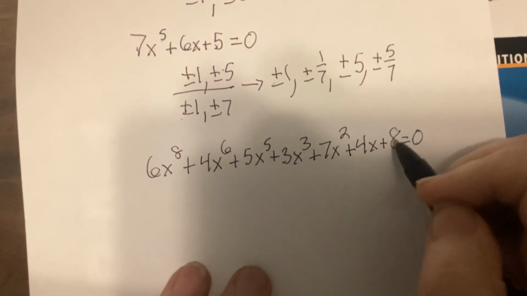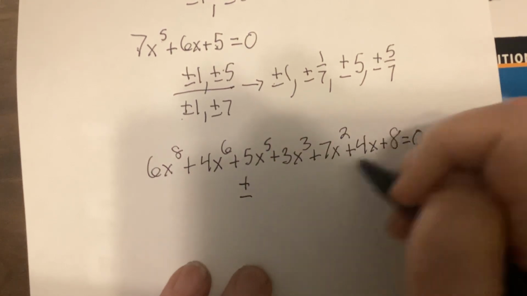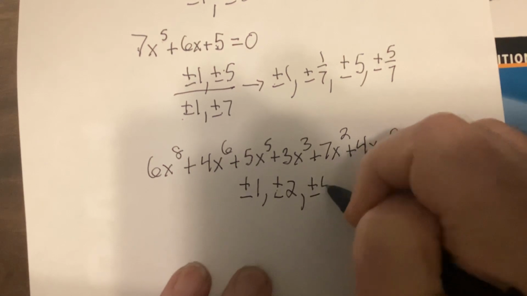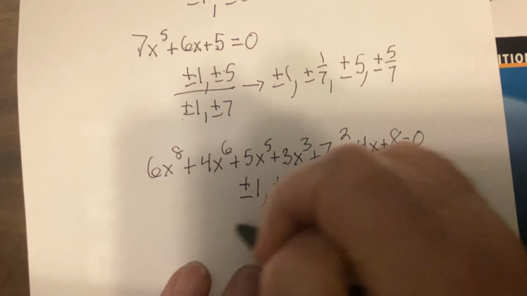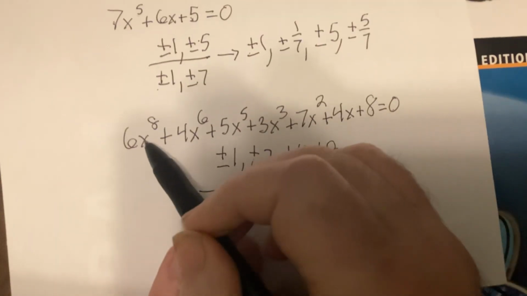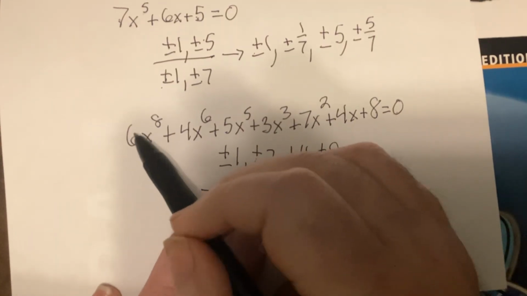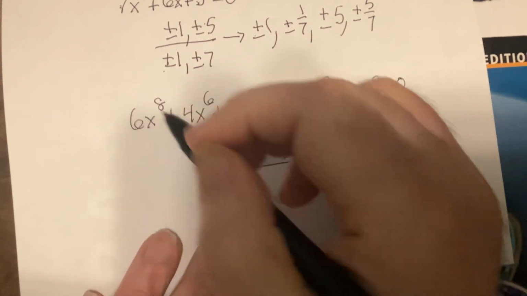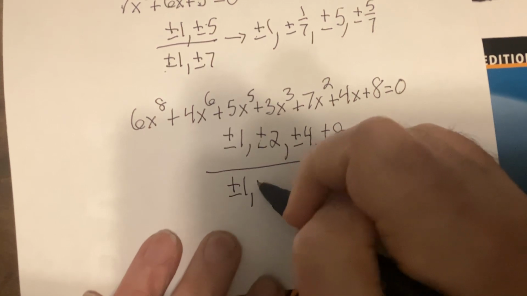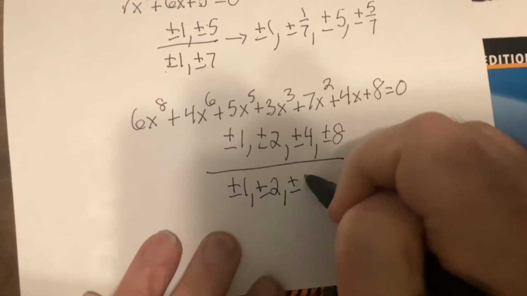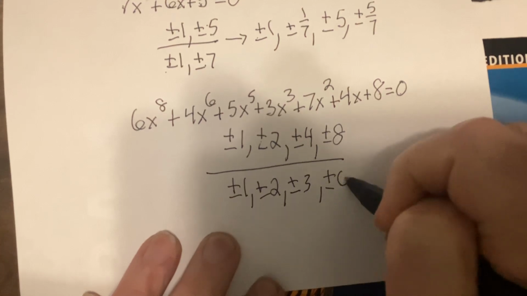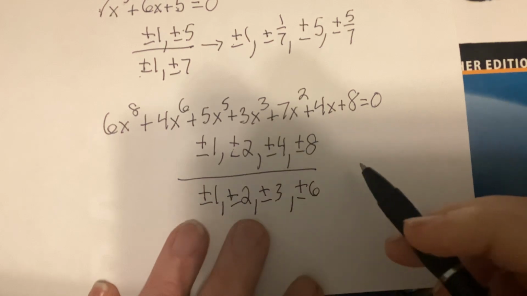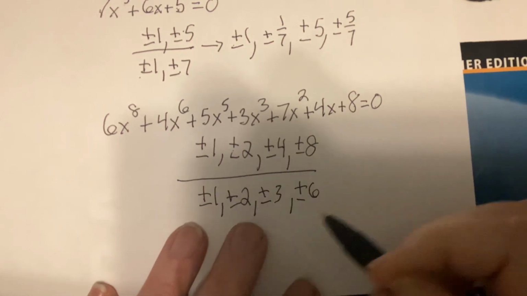But my possible rational answers would be the factors of 8, which are 1, 2, 4, and 8, divided by the factors of the highest powered term's coefficient. That's hard to say. So it'd be the factors of 6: plus or minus 1, plus or minus 2, plus or minus 3, plus or minus 6. Now, I might ask you to find the possible rational roots for this many choices, but I wouldn't have you solve a problem with this many choices.